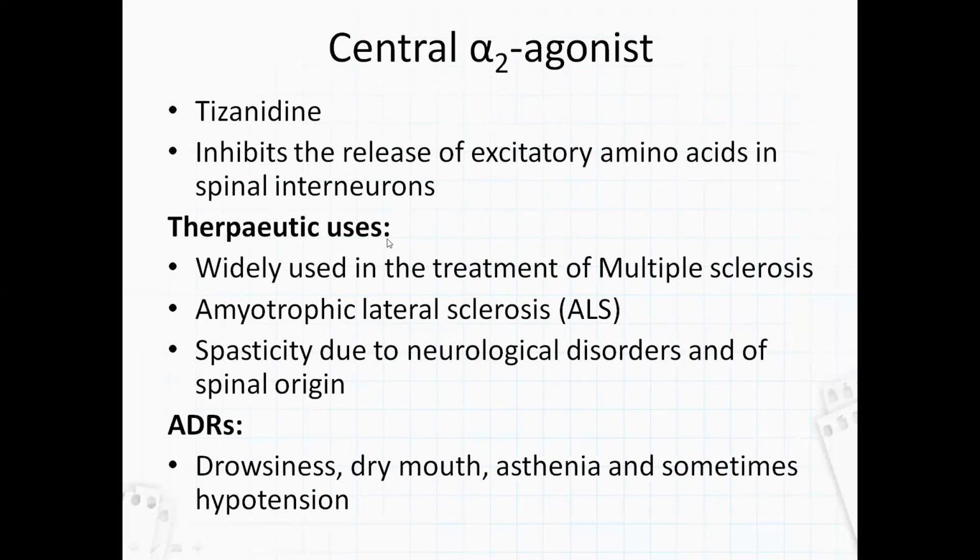And the therapeutic uses of this drug: it is widely used in the treatment of multiple sclerosis, also used in amyotrophic lateral sclerosis, ALS, and spasticity due to neurological disorders and of spinal origin. And coming to adverse drug reactions, it might cause drowsiness, dry mouth, asthenia, and sometimes hypotension.